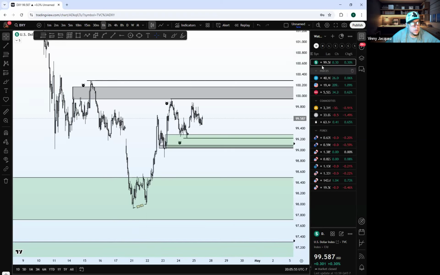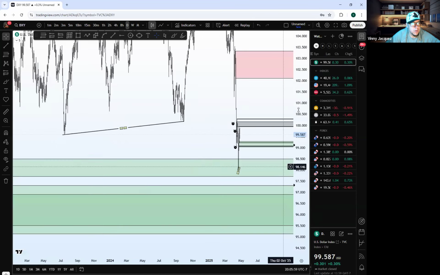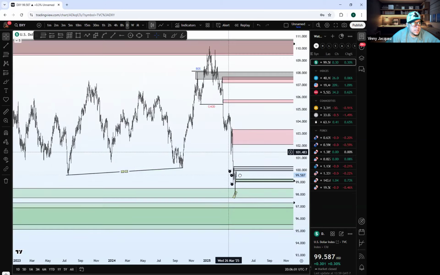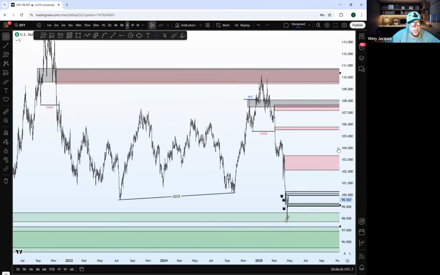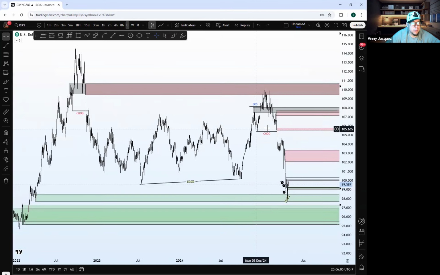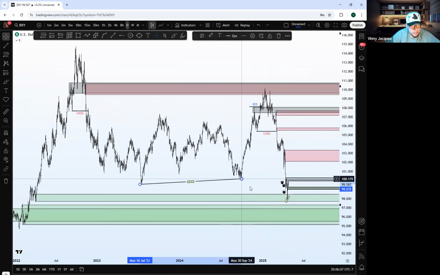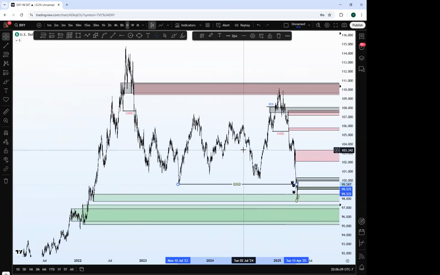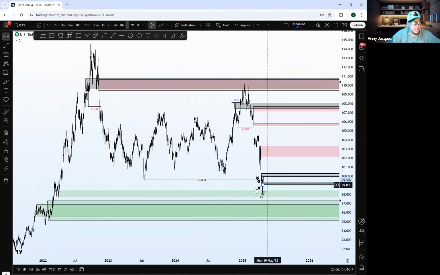I wanted to look at the dollar real quick, higher time frame, right? Now we can see we had talked about this for a minute, right? The market breaking and closing below this structure here, right? Now this is something that's in an area where we need to understand what the market wants to do next, right?